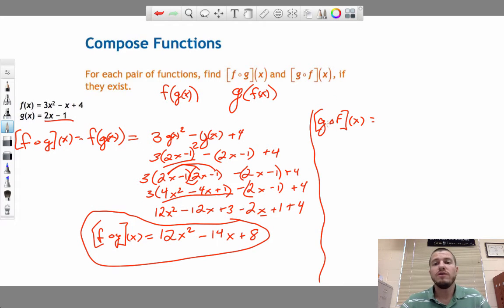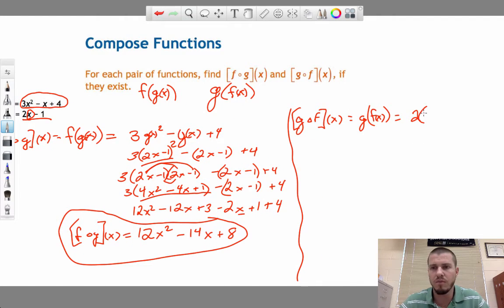So I'm also going to find g of f of x, and what that is, I'm now plugging the f function into the g function. And I'm not going to write it like this this time. All I'm going to do is replace this x in the g function, and I'm plugging in this whole f function here. So it's going to be 2 times, give myself a little bit more room, 3x squared minus x plus 4, and then minus 1 on the end.